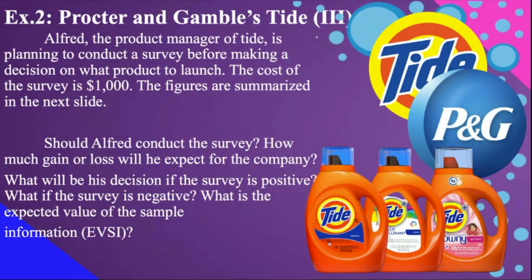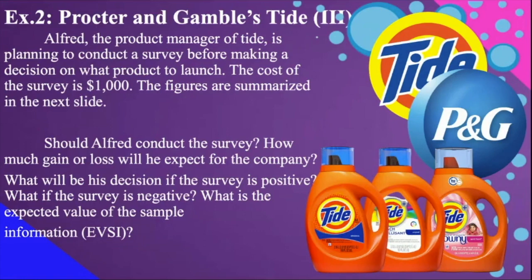Okay, so let's start. For our given problem, if you still remember from our manual solution, we have this problem. I'll just read this for now. Procter and Gamble's Tide. Alfred, the product manager of Tide, is planning to conduct a survey before making a decision on what product to launch. The cost of the survey is $1,000.